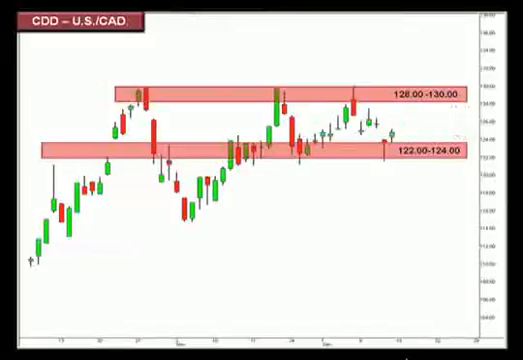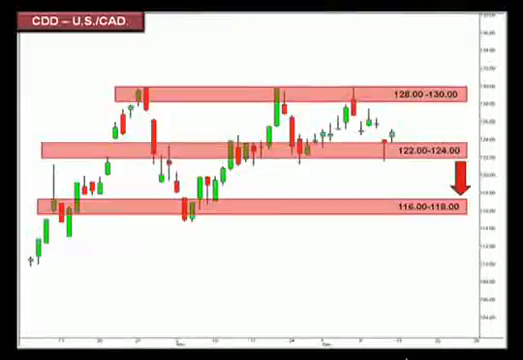Now, we are still looking at the possibility of an ascending triangle, a continuation triangle forming, which would suggest further U.S. dollar strengthening against the Canadian dollar. However, that 128 to 130 level seems to be a tough level to break. At this point, we are open to the possibility of a further decline, and a break below 122 will likely see the CDD seek support within the 116 to 118 box.